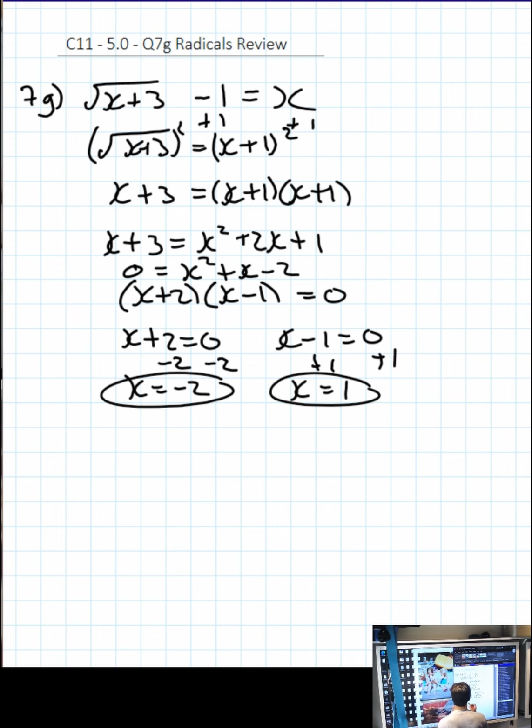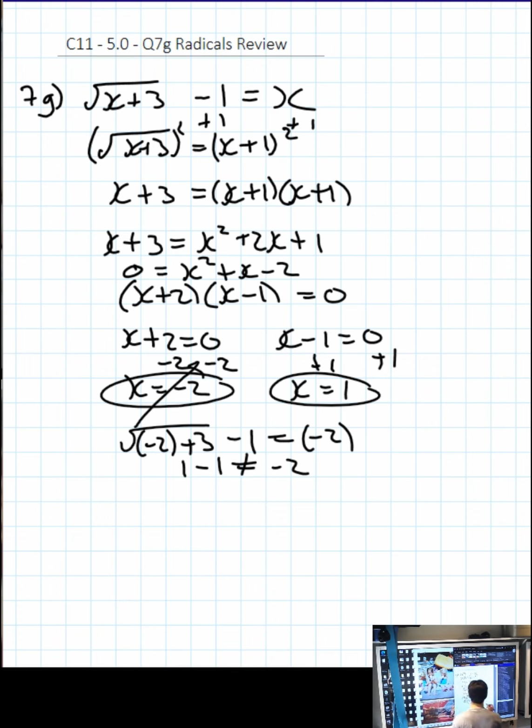So we have the square root of negative 2 plus 3, all minus 1 equals negative 2. So negative 2 plus 3 is 1. The square root of 1 is 1. 1 minus 1 equals negative 2? Now 1 minus 1 is 0, so 0 doesn't equal negative 2. Let's put an x somewhere and let's cross out our answer.